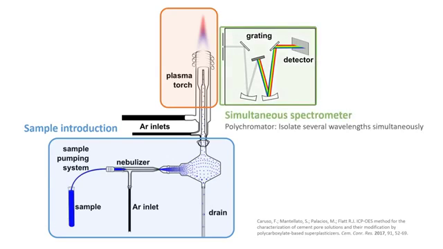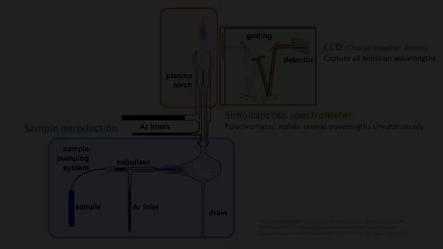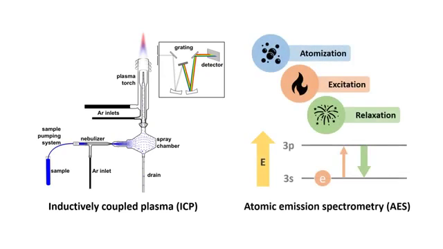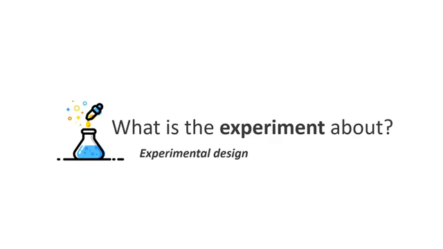Finally, we have a simultaneous spectrometer that uses a polychromator to isolate several wavelengths simultaneously. A CCD detector is commonly used to capture all emission wavelengths. Now that we have learned how ICP and AES work, in the final part of this e-lecture series, we will discuss the experimental design in detail.